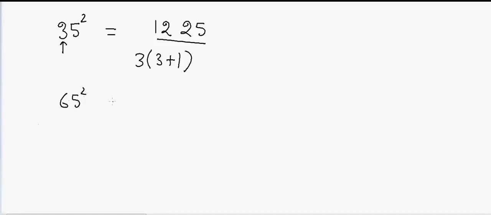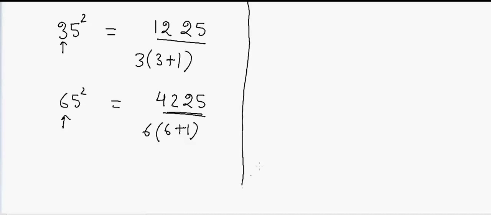Another example, if I have 65 square, in that case I have to write 25 and then I'll take 6. So multiply 6 by 6 plus 1, that will be equal to 7. 7 into 6 is 42. So the answer is 4225. So how does this trick work, let's look into that.